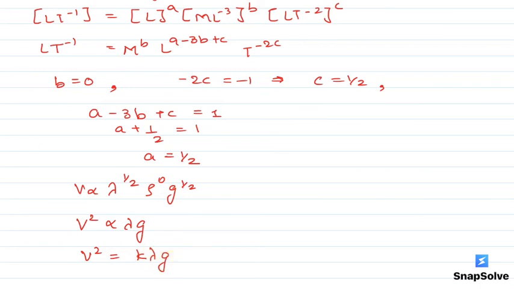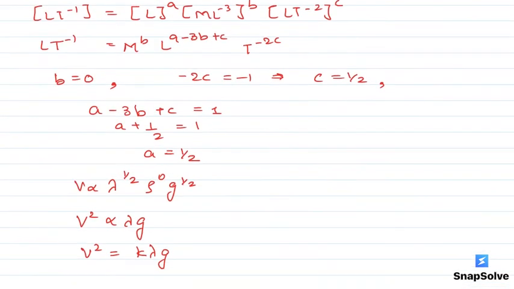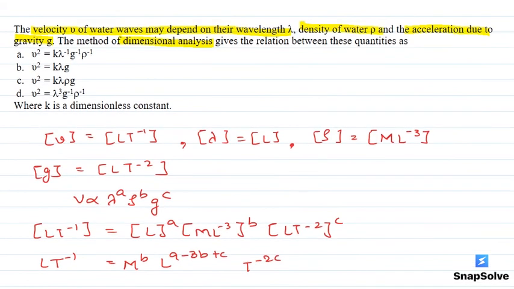So it's option number B, v square is equal to k lambda g. So the final answer to this question is option B, v square is equal to k lambda g.